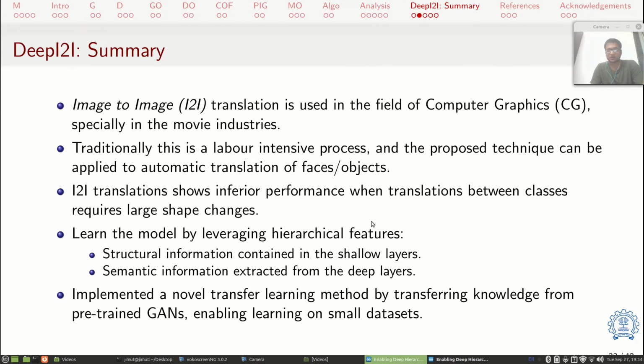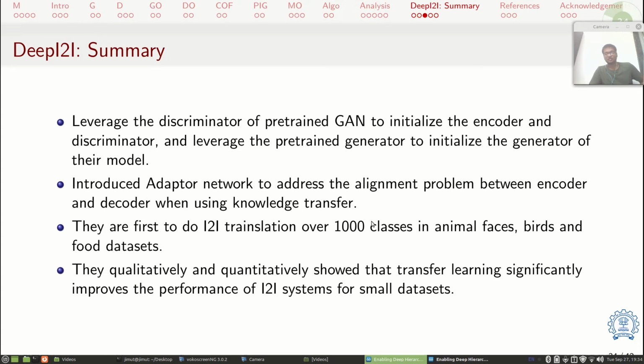The authors have implemented a novel transfer learning method by transferring knowledge from pre-trained GANs, enabling learning on small datasets, which was not possible before. They leverage the discriminator of a pre-trained GAN to initialize the encoder and discriminator, and leverage the pre-trained generator to initialize the generator of their model. They have also introduced an adapter network to address the alignment problem between encoder and decoder when using knowledge transfer.